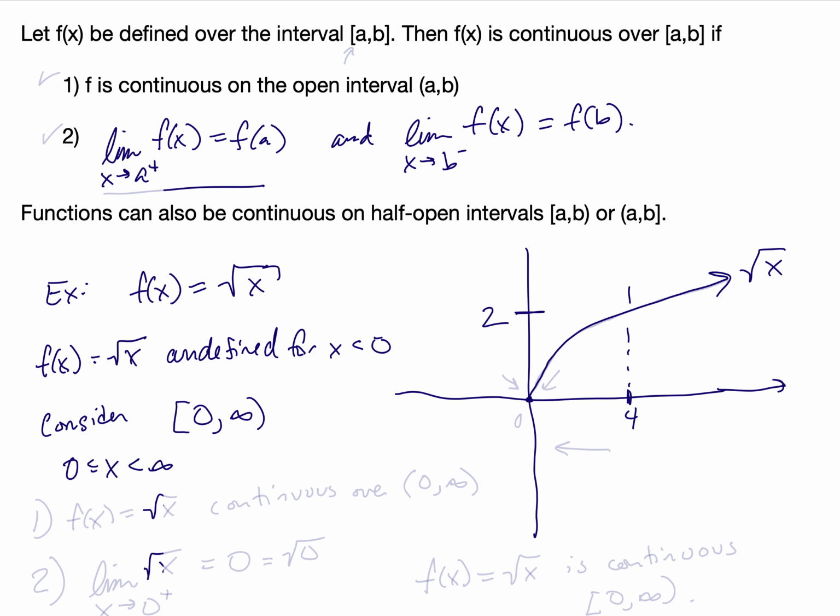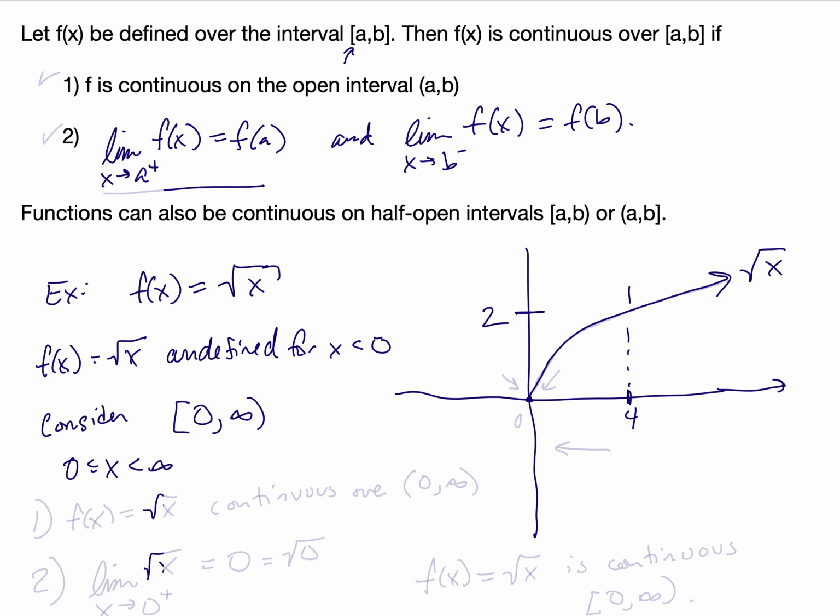Now let's think about what's happening for f of x over that half open interval. Well, we just looked at continuity over closed intervals. So here we're just thinking about the left-hand part being closed.